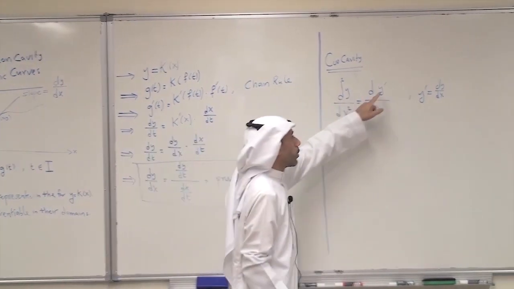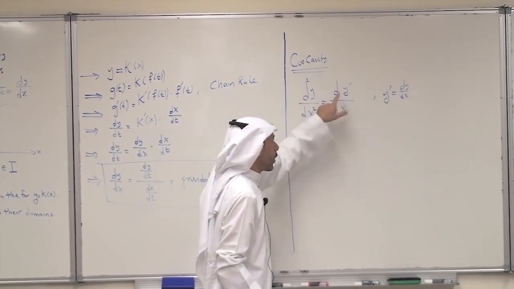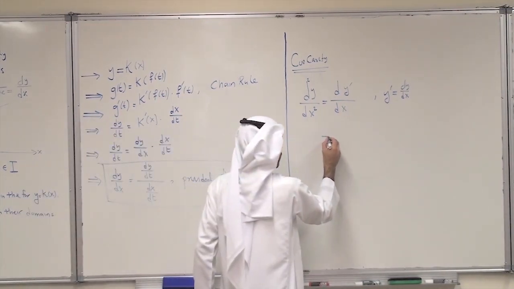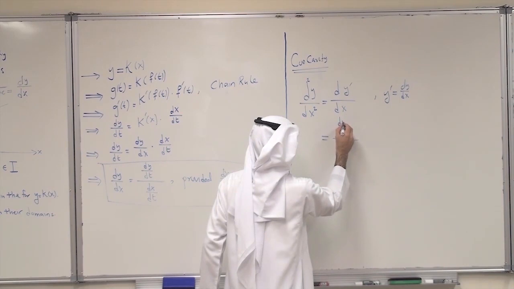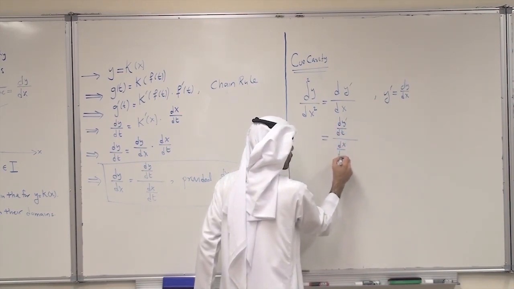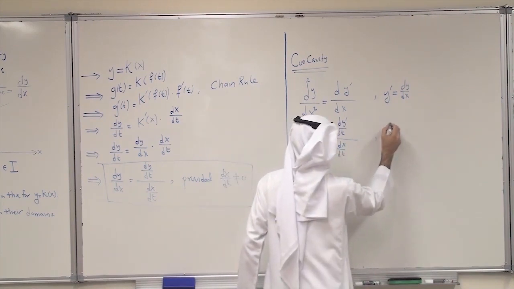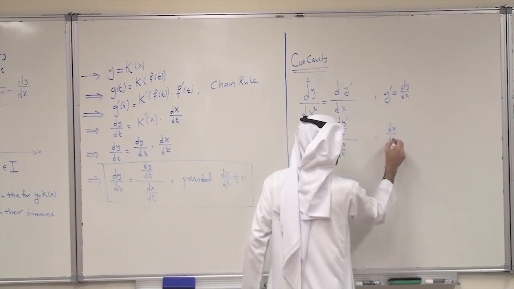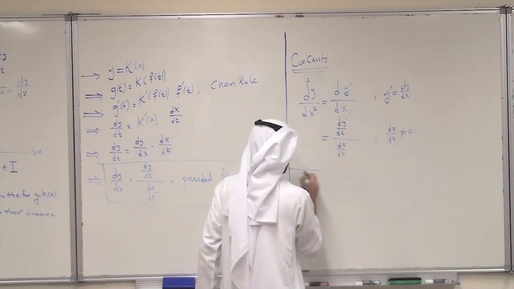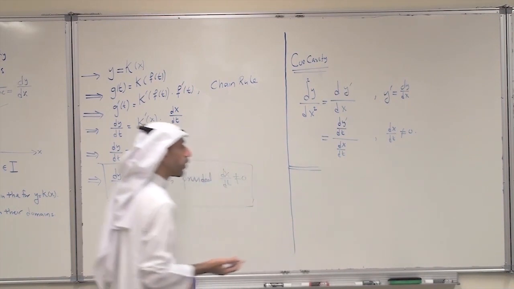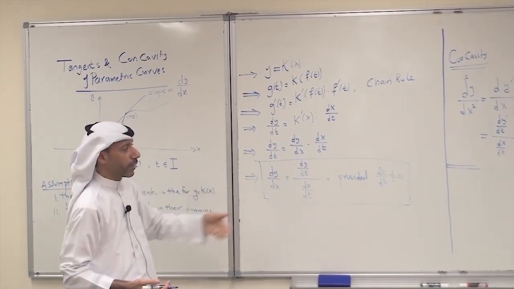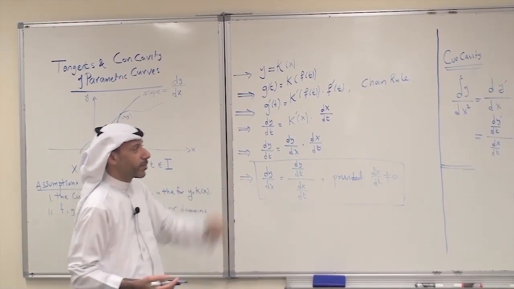Now I have d(y prime)/dx. To evaluate this derivative, apply this formula. This equals d(y prime)/dt over dx/dt, again provided dx/dt is not equal to 0. So this is how to compute the second derivative. In fact, we can continue and find higher derivatives, third derivatives, fourth derivatives, and so on, in exactly the same way.